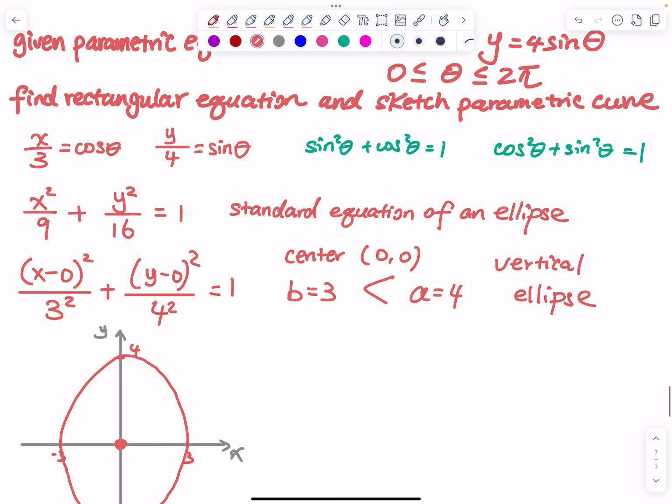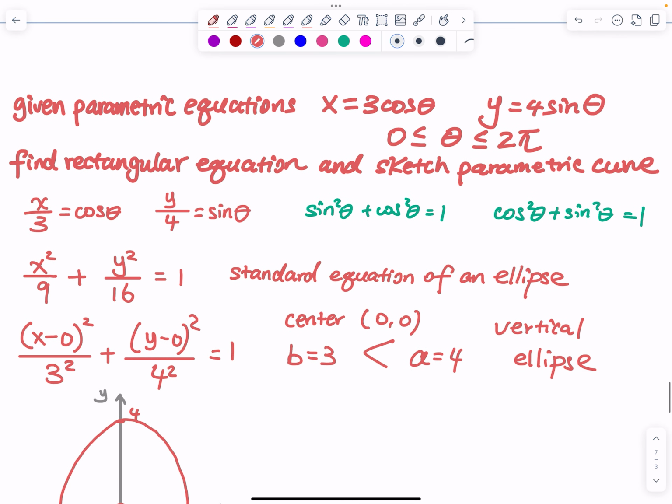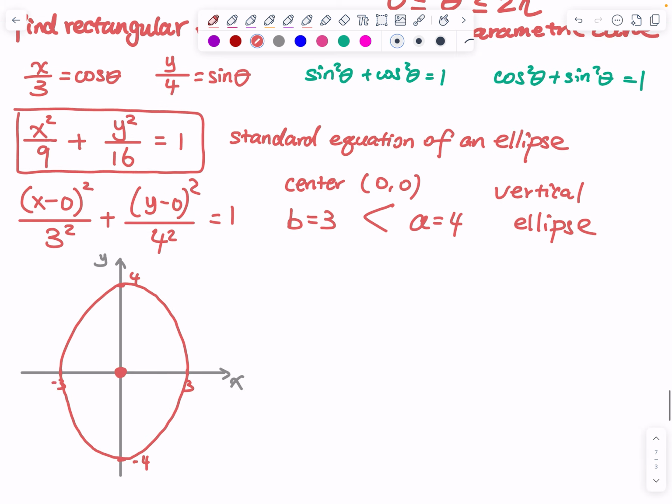So I just went from a parametric equation to a standard equation. My standard equation is right there, and my standard equation is an ellipse. Of course, this is from a standard equation, so there is no orientation. If you want to draw the parametric curve, then you have to use a table. This table requires more work, for the parametric curve.